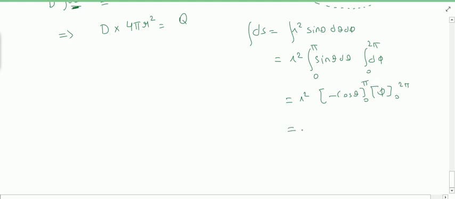If you solve this, cos pi becomes minus 1, and minus the lower limit, minus minus becomes plus, so it becomes 1 plus 1, which is 2, and the phi integral gives 2 pi. So you can see here also we are getting 4 pi r square. So this is the surface area of a sphere.